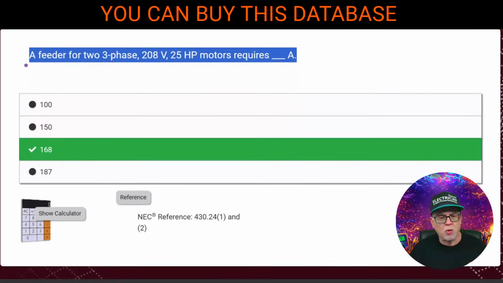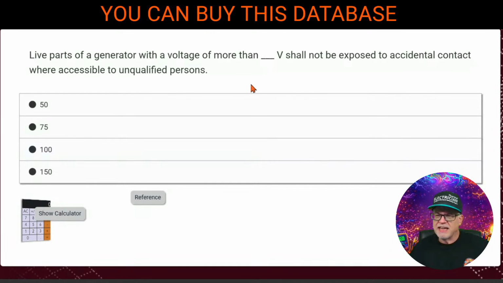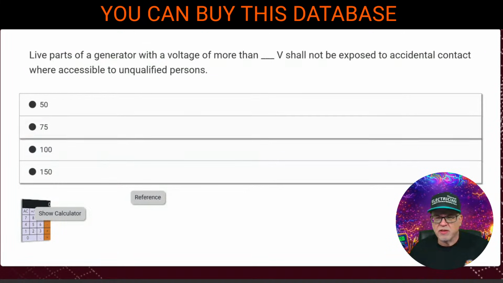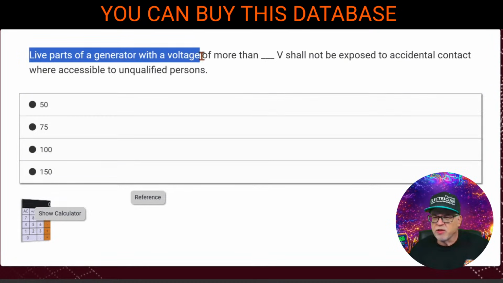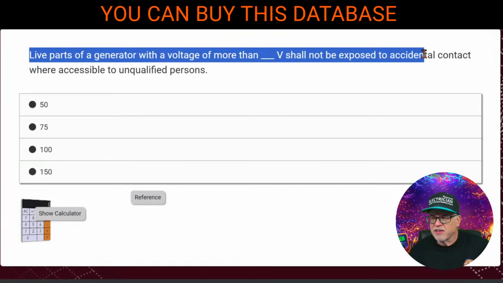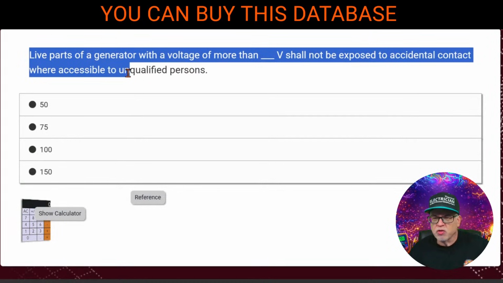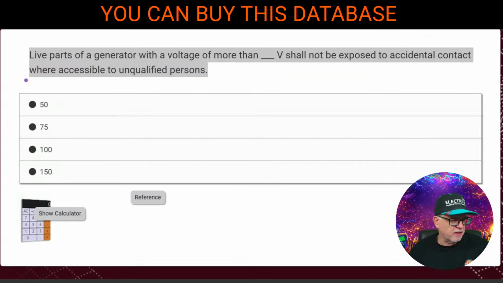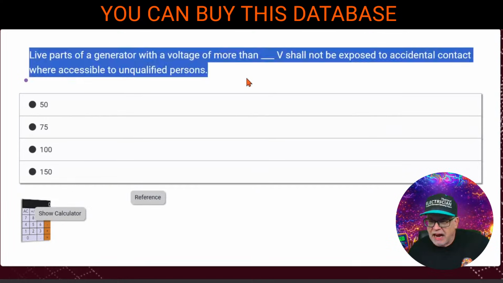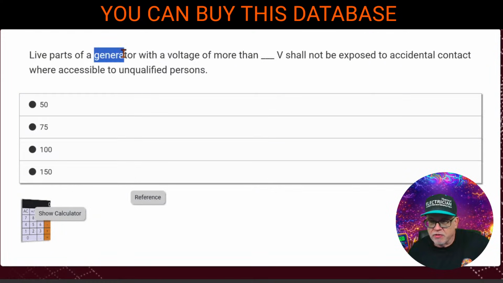So let's go on to one more question in this series. The next question we have is, let's go here, make sure I'm seeing the screen. It says live parts of a generator with a voltage of more than blank volts shall not be exposed to accidental contact or accessible to qualified persons. So the first thing you see this, you're thinking, what is the root? What are we talking about here? Well, obviously, we're talking about generators.